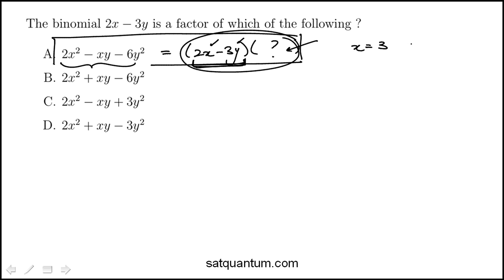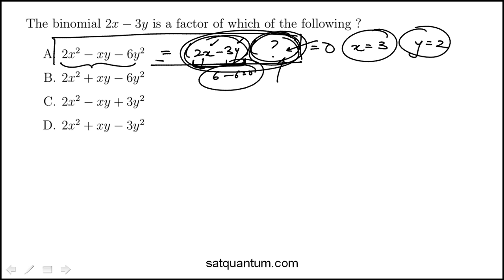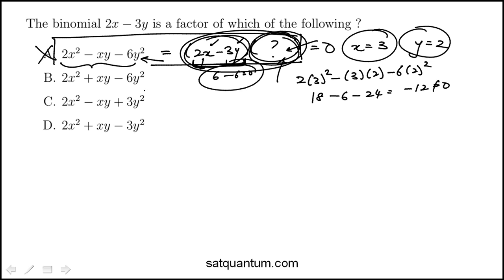So for example, if I choose x is 3, y is 2, then this would be 6 minus 6 is 0. This entire product would be 0 because it doesn't matter whether this is 0 or non-zero, since this piece is 0. So all I have to do is to plug in these values into that expression and see, does it also come out to be 0? So that's what I'm going to do. And we'll compute this out. So that's 18 minus 6 minus 24, and this is minus 12, which is not equal to 0, which means this isn't the correct answer.